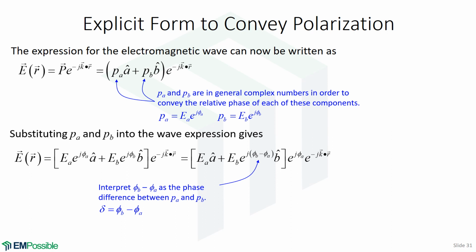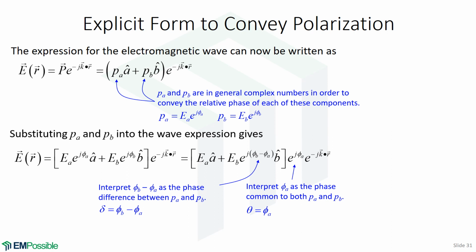We're going to interpret the phi B minus phi A as the phase difference between the A and the B directions. And as I mentioned, the phi A, we're going to interpret this as the common phase, the phase that's common to both the A and the B polarizations.